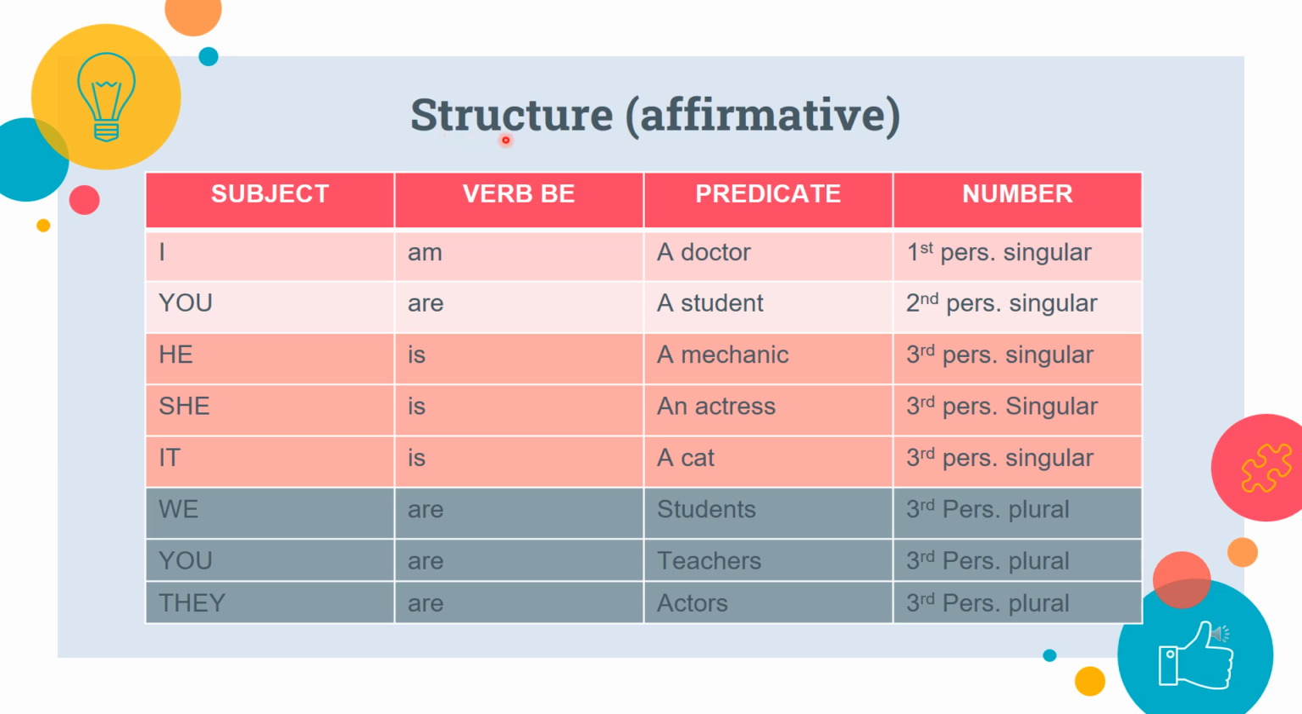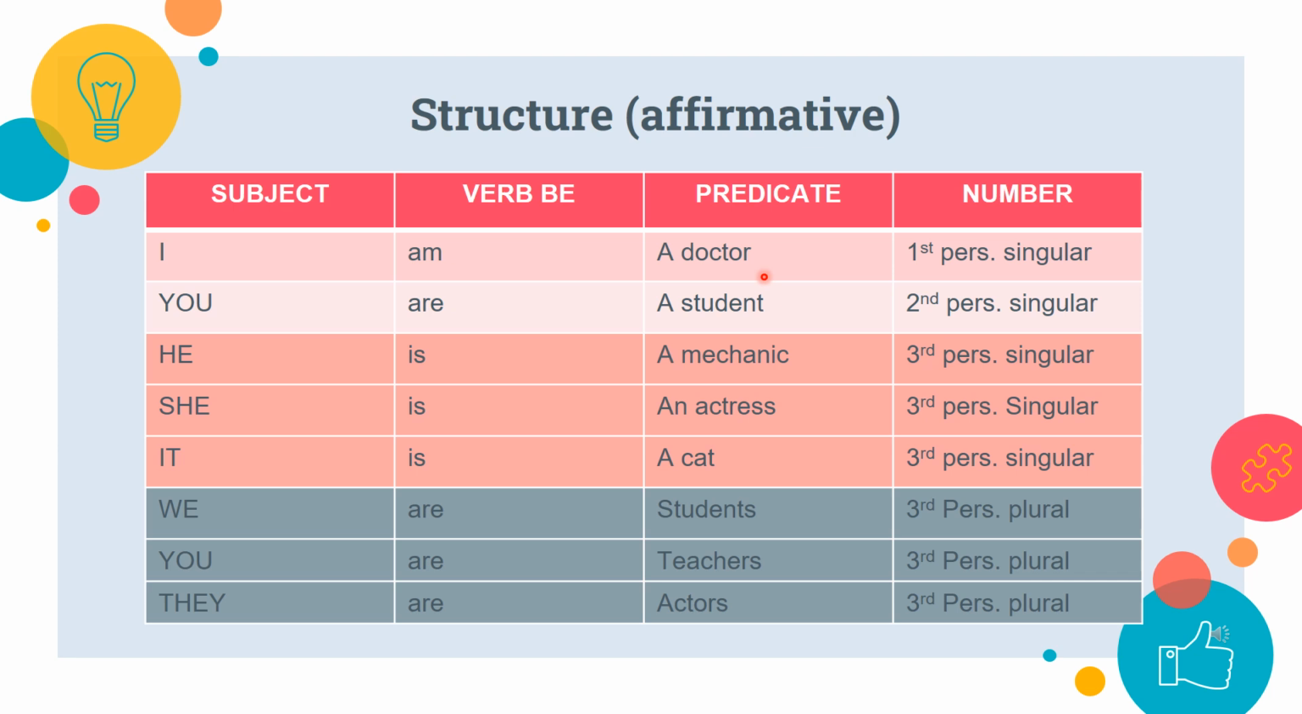Now we have the structure for the affirmative. And you can see here, I am a doctor. So we can look at the structure. In the first column, we have the subjects. You can see I, you, he, she, it, we, you, and they. Then we have the correct form of the verb be according to the subject. Then we have the predicate and the number. What is number? If it's singular or plural.